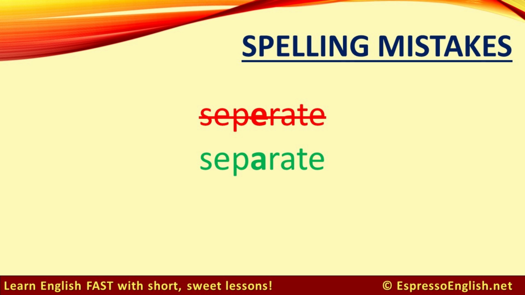And when it's used as a verb, then we pronounce it sep-a-rate. For example, we need to separate the clean clothes from the dirty clothes. But in both cases, when it's used as an adjective and when it's used as a verb, it's spelled separate. It's not spelled with an E in the middle.